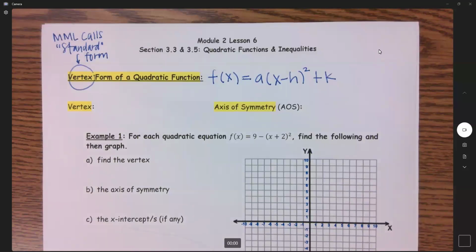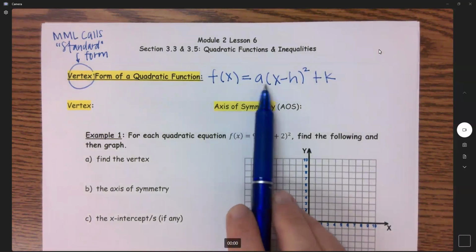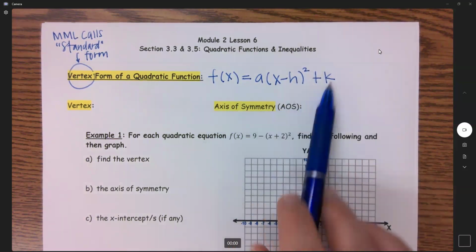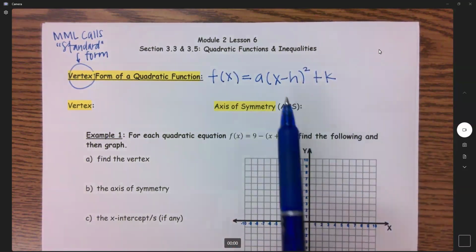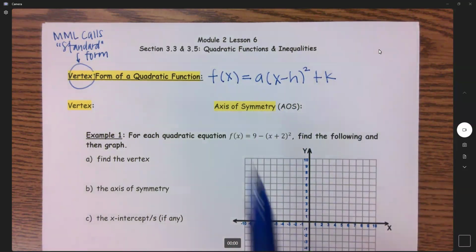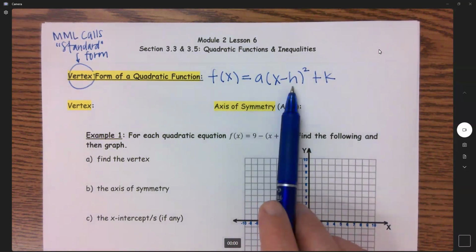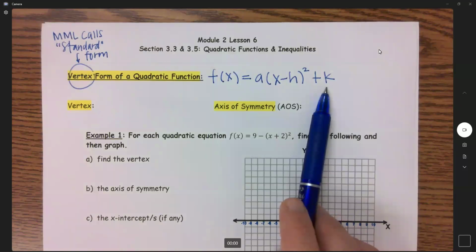We're going to start this lesson off by graphing quadratic functions in vertex form. And so my vertex form of a quadratic is f of x equals a times x minus h quantity squared plus k. This should look vaguely familiar because these are a lot of the same variables that we were using with transformations. A was my stretch and compress. My h was my horizontal shifts, and then k was my vertical shifts.